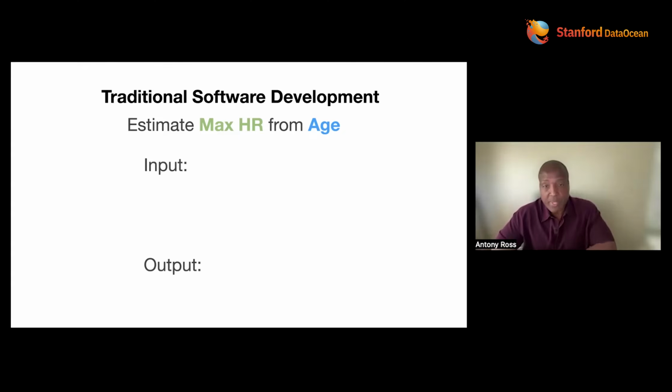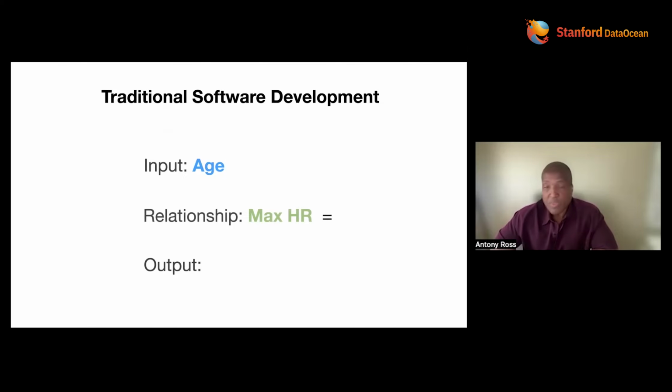So you're going to say, machine, I'm going to give you an input, I want you to give me an output. You may give the machine age, and the machine doesn't know the relationship between age and max heart rate. So you might tell the machine, I'm going to give you this number, 220, and I want you to subtract age from it, and the machine will give you max heart rate. The machine will faithfully do that.